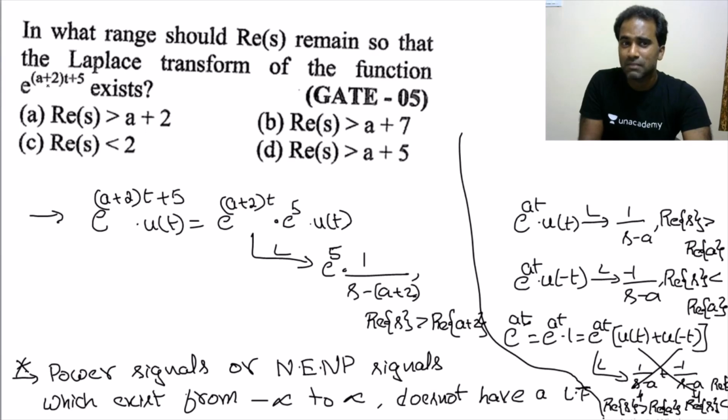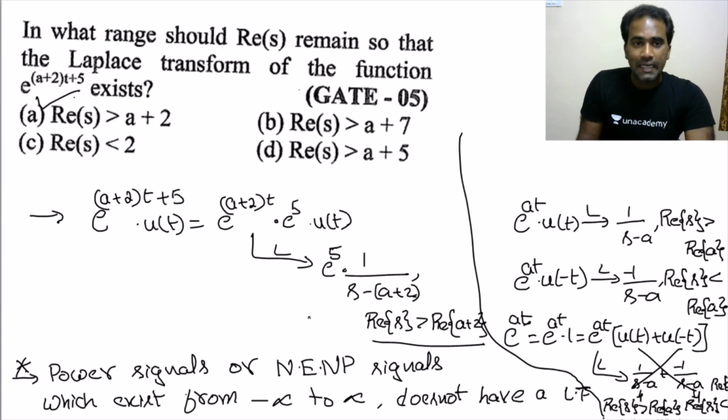Maybe their assumption might be that a is real. If a is real, then you can remove this real part and simply write it as a plus 2. This is the perfect answer, a more appropriate answer you can say. But in the options, this is the only option that is matching. Okay, right. So let's move on to the next question.